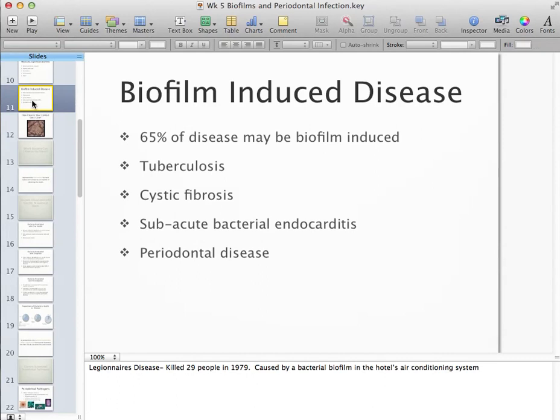So, biofilm-induced disease. 60% of disease may be biofilm-induced. Tuberculosis, cystic fibrosis, subacute bacterial endocarditis, and perio. You also have Legionnaire's disease, which was a bacterial film that they found in the air conditioning that killed a lot of people in a hotel.